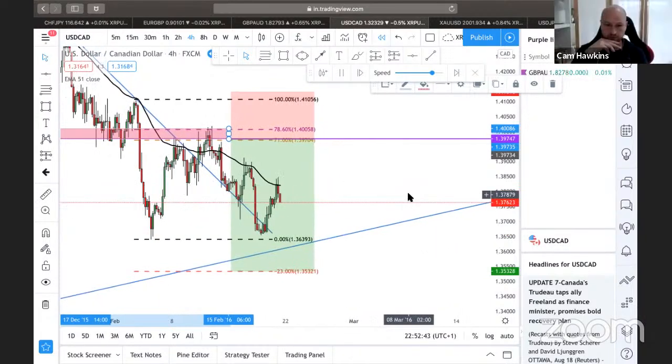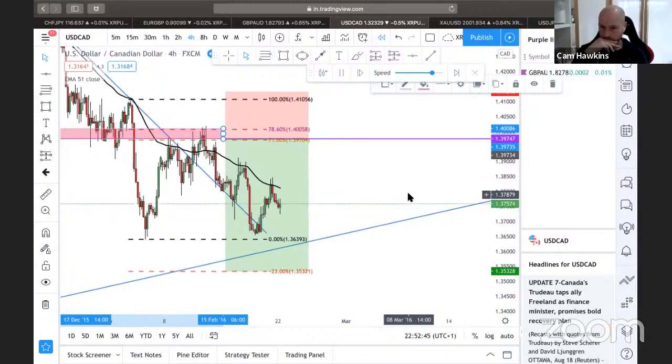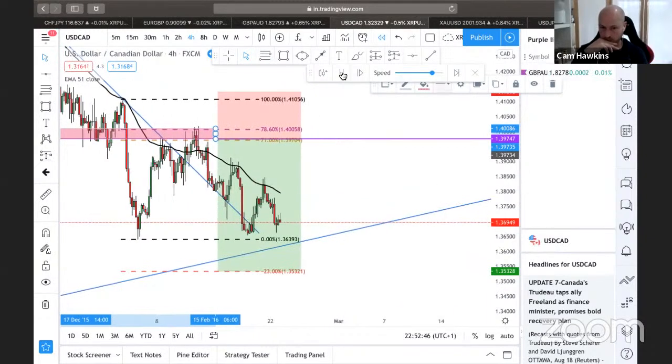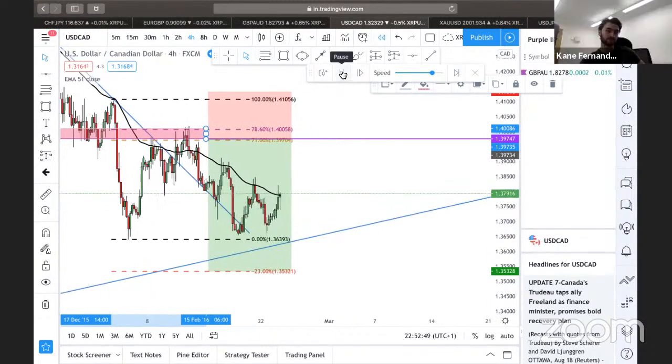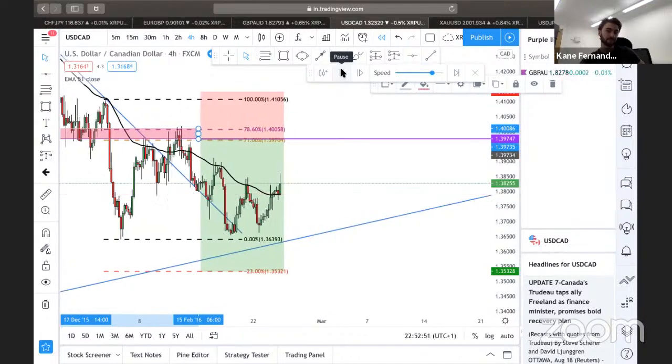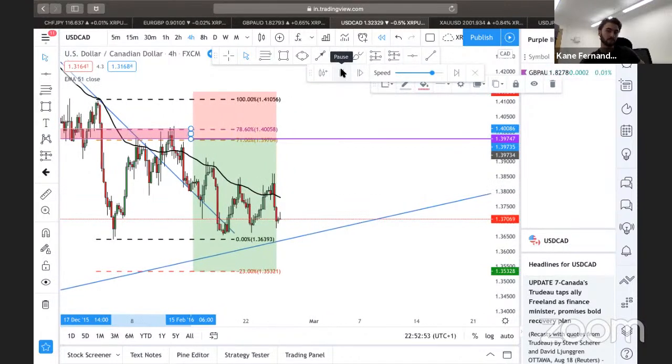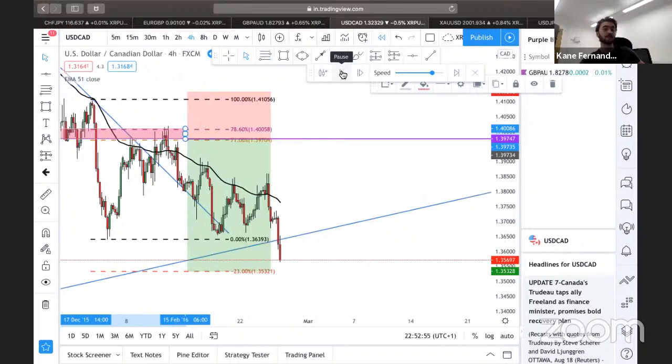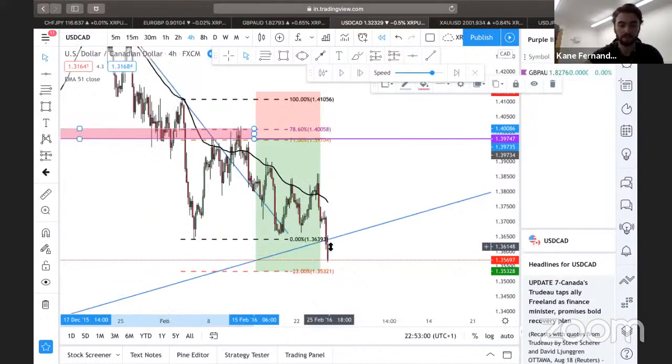Are you taking profit anywhere? 0%. It hits it. Come on. Stop playing. There you go. Bang. Right. So I'd have taken 50% of my position at the 0% Fibonacci, right? And how many R is that?